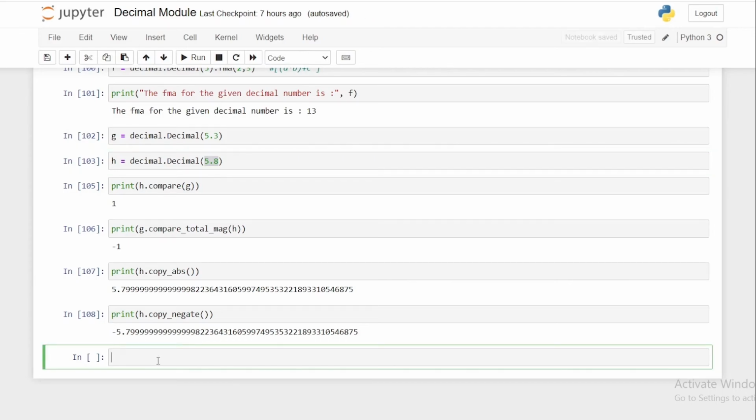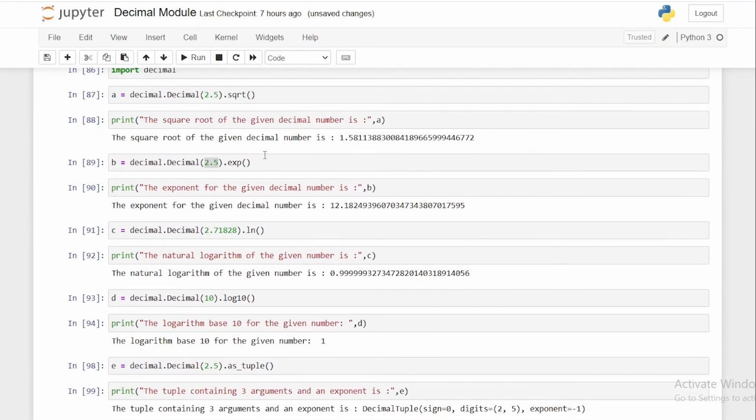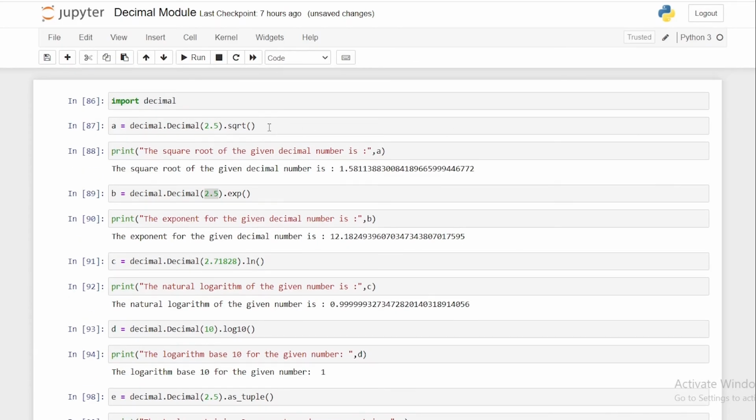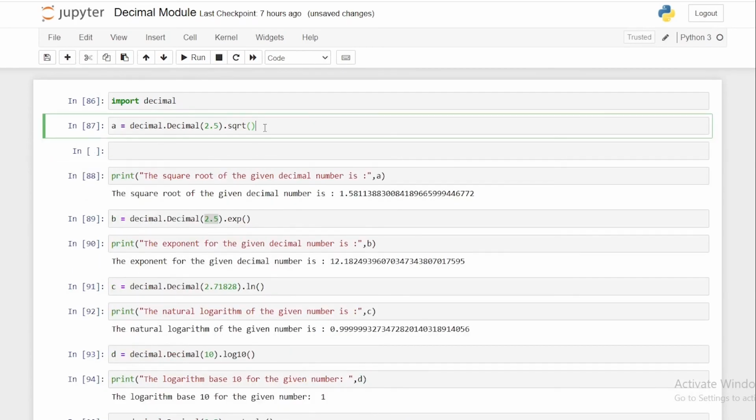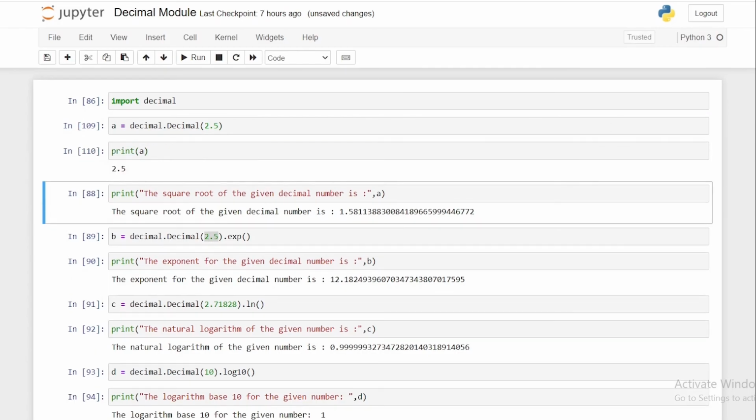The next function we're going to see is print a dot max of g. What we're checking is with a, which is a decimal of 2.5. Let me change this. Let's remove square root, and we're just going to print a here. So it's going to be 2.5.